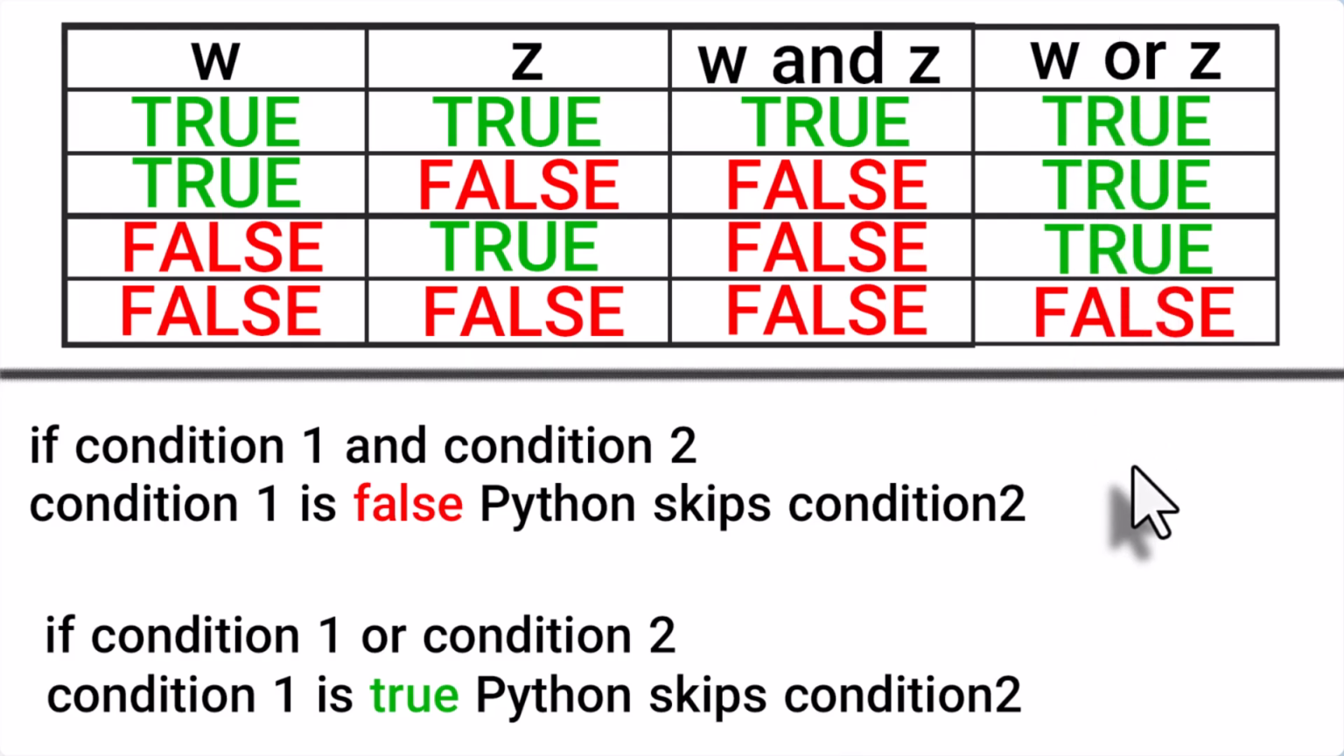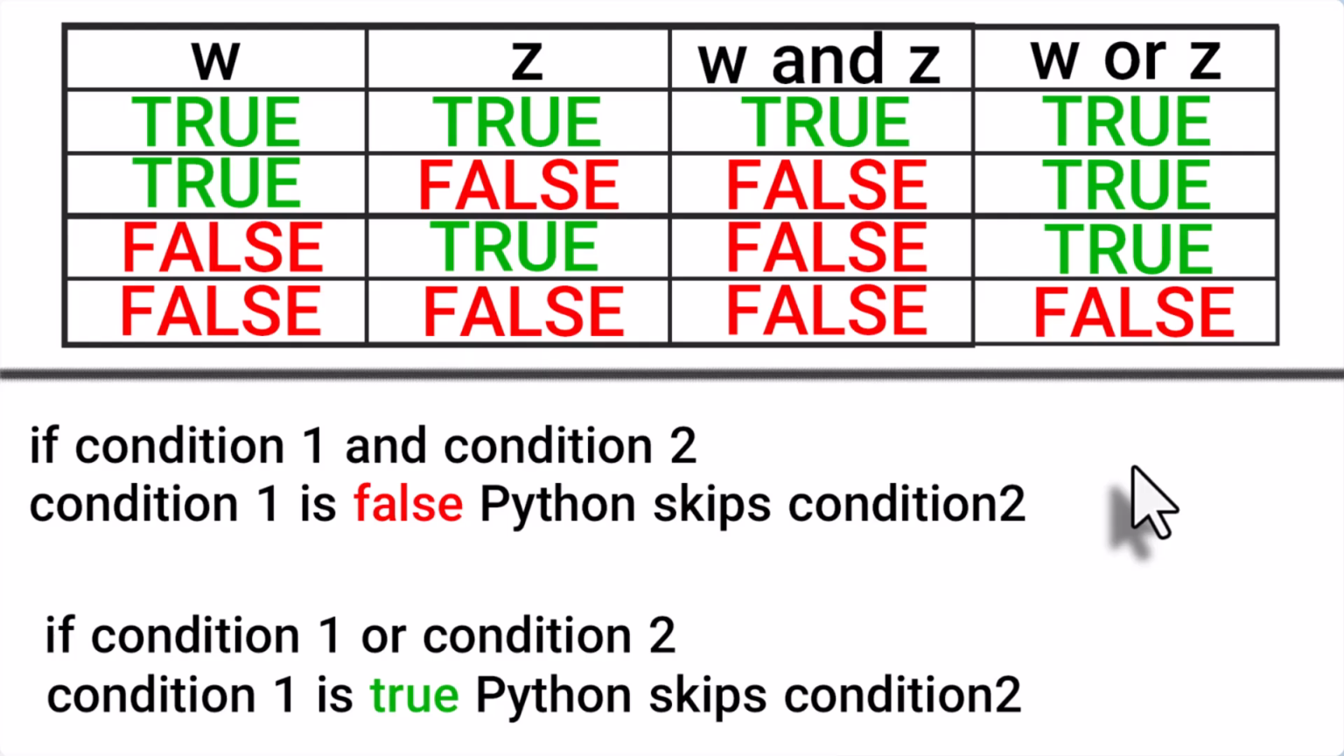Short circuit behavior. Both and or use something called short circuit evaluation, meaning Python sometimes doesn't evaluate the second condition at all.